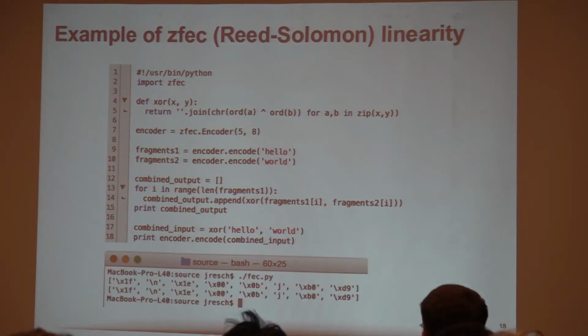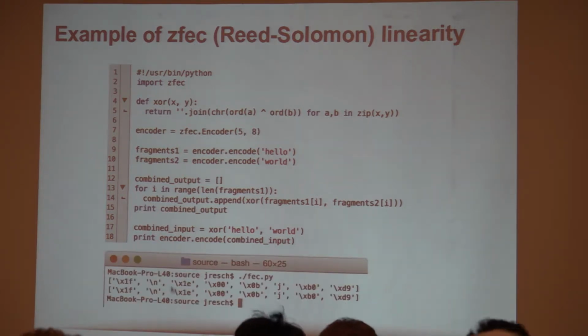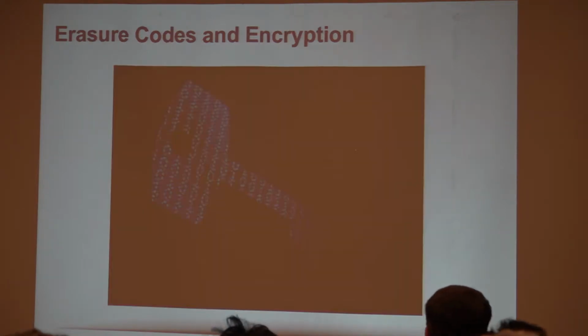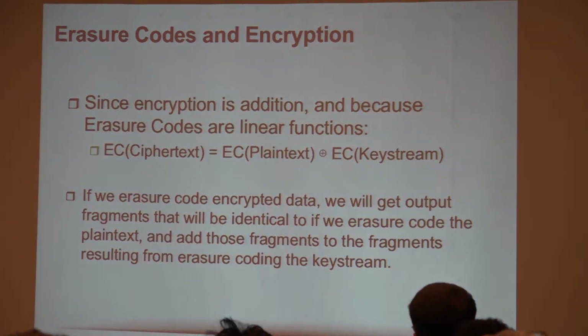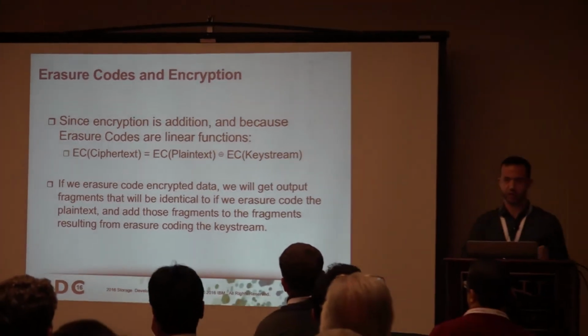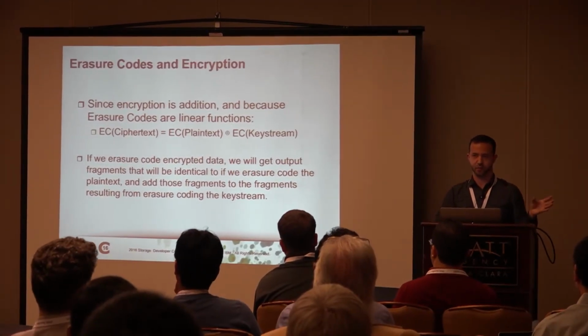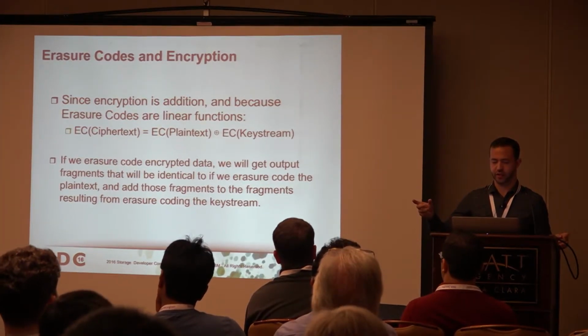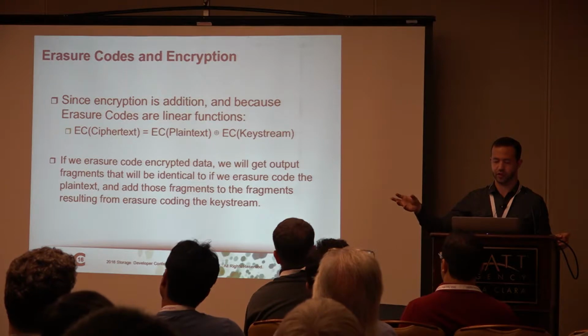So when you run this program, you see the results are identical. You get the same set of 8 characters as a result of encoding. It doesn't matter if you XOR the fragments or if you XOR the source data that goes into the erasure code. You get the same result. So since encryption is addition, and because erasure codes are linear functions, we can say that this property holds. If we erasure code the ciphertext of some encrypted data, the result will be the same as if we erasure code the plain text and then XOR those results with the erasure coding of the key stream.